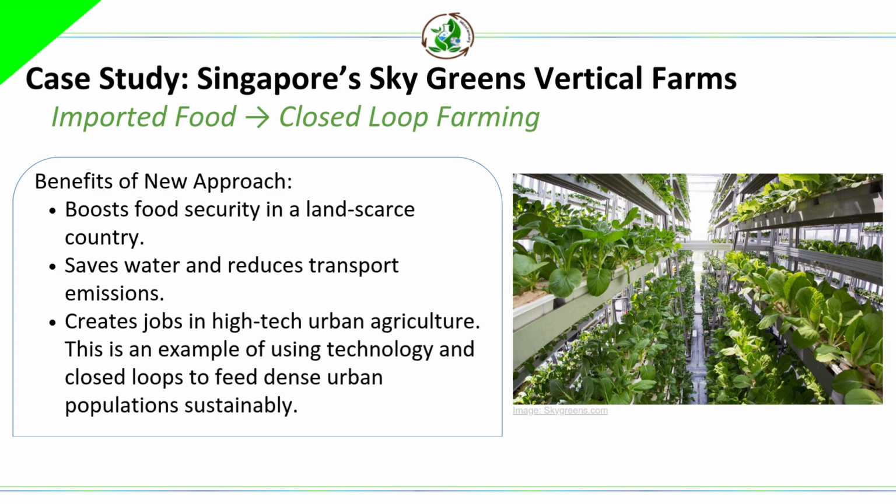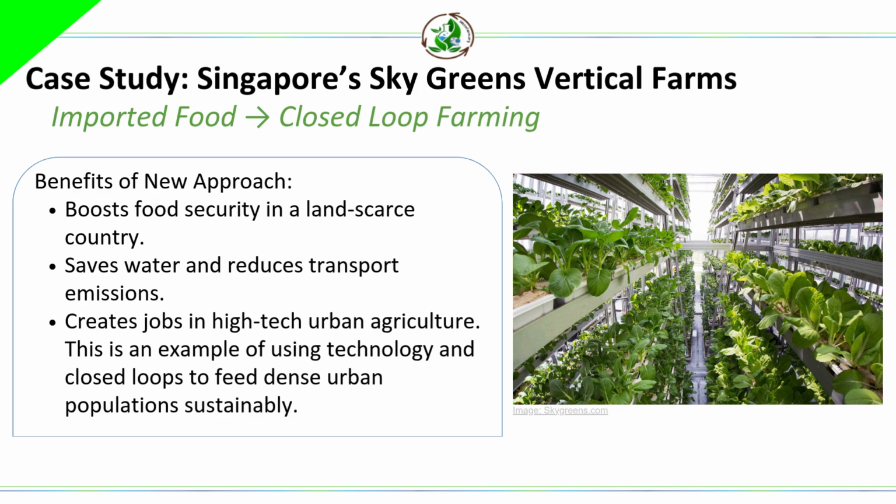Continuing with the Sky Greens example, let's focus on the benefits of the new closed-loop approach. First, it boosts food security in Singapore, a country with very limited land. By growing food locally, they are less dependent on imports. Second, it saves water and reduces transport emissions, making the system more sustainable and environmentally friendly.